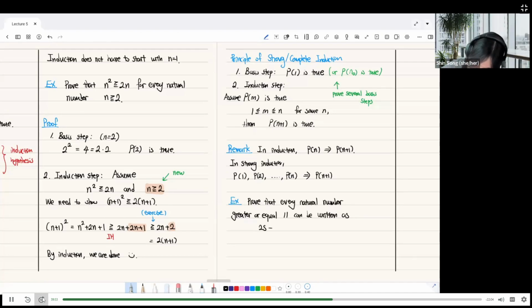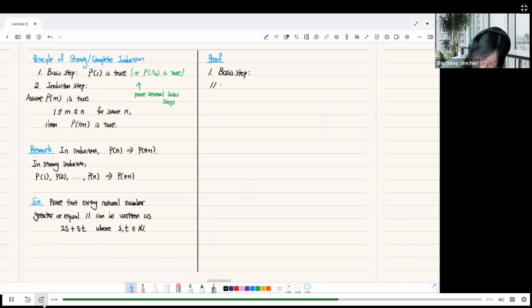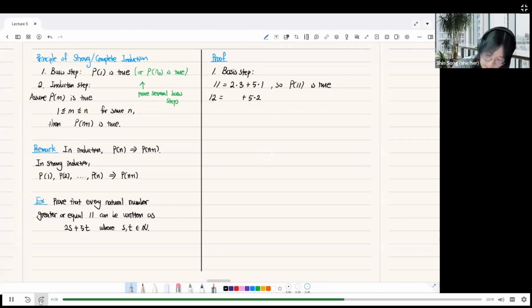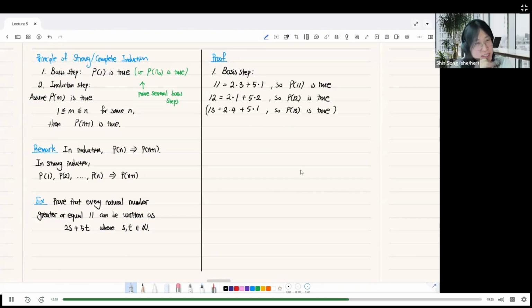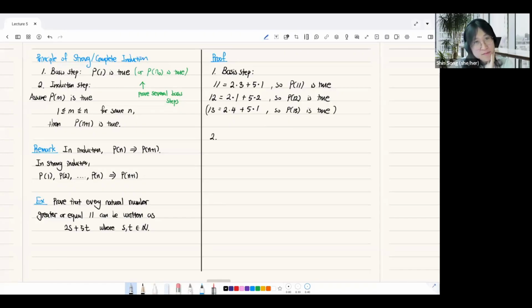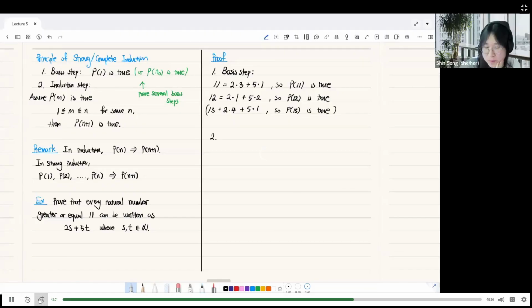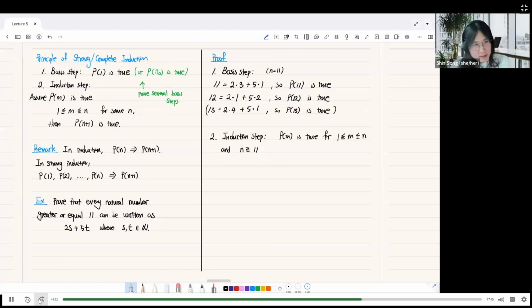and it's 2s. Here's what I'm interested in. Find an s. Are there any questions so far? Go ahead. Okay, so 2s plus 5t for some s and t. P is true for 1 up to m and then plus.